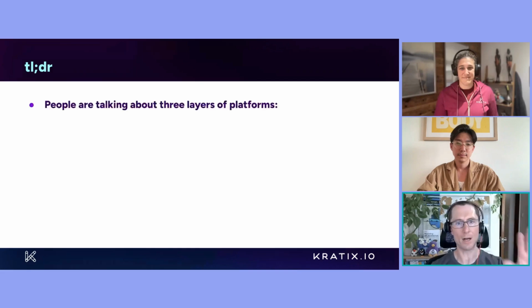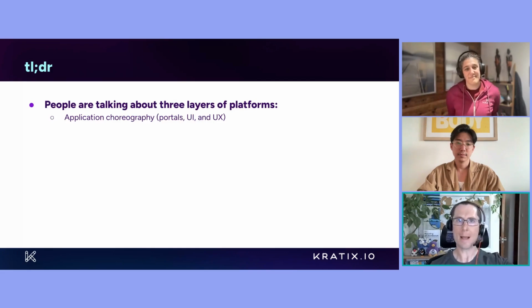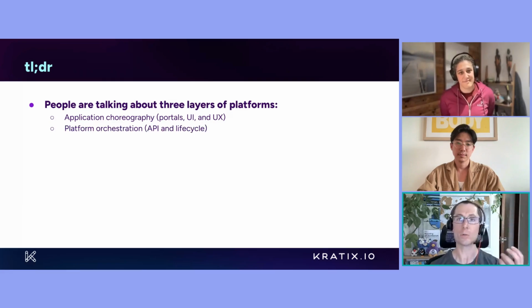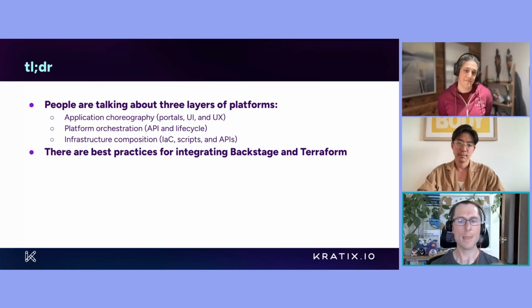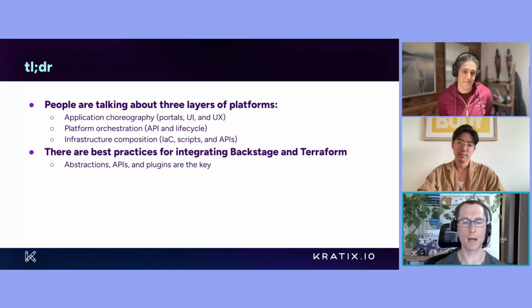As a quick TLDR, we're talking about three layers of platforms today. We're talking about the application layer, which we all know and love as portals, as UIs, the UX of the actual platform itself. We're going to be talking about platform orchestration, the API and the lifecycle, and then also the infrastructure layer you will know and love with things like Crossplane, Terraform today, of course, but infrastructure as code. There are best practices for integrating Backstage and Terraform. We'll look at some of that. Abstractions, APIs, and plugins are the key.